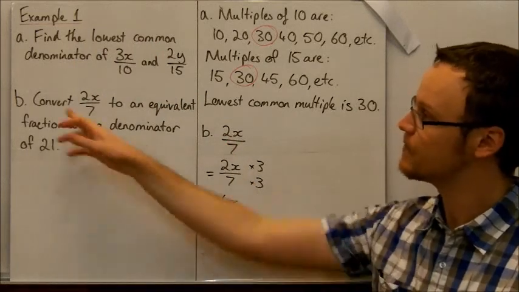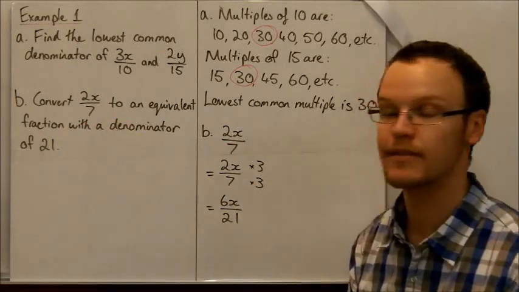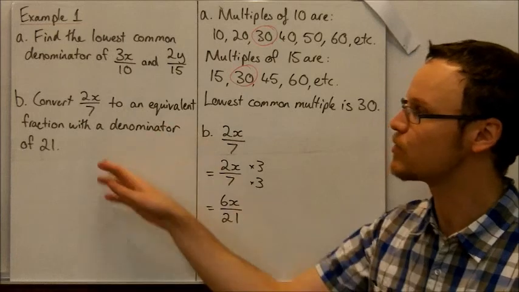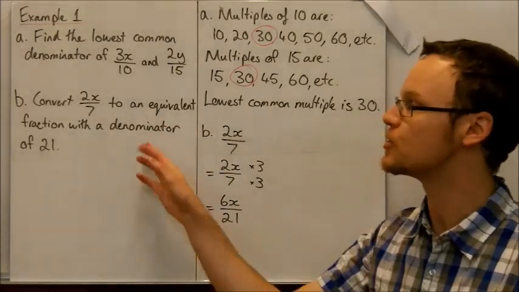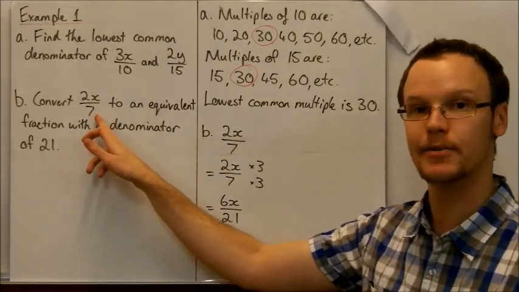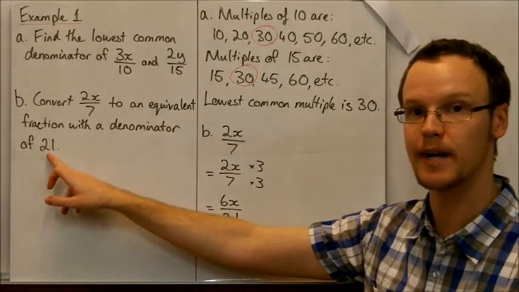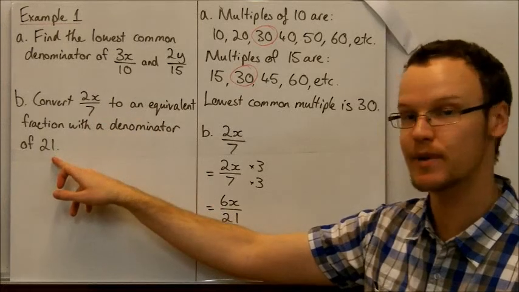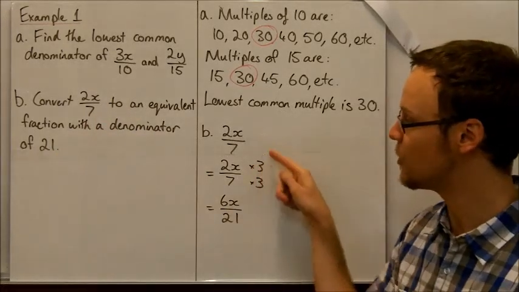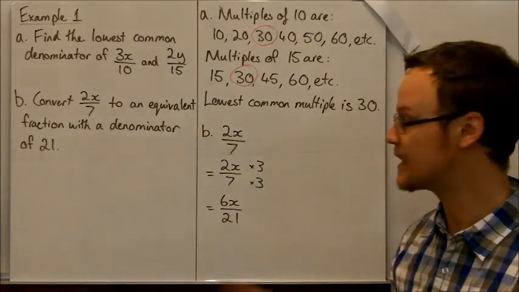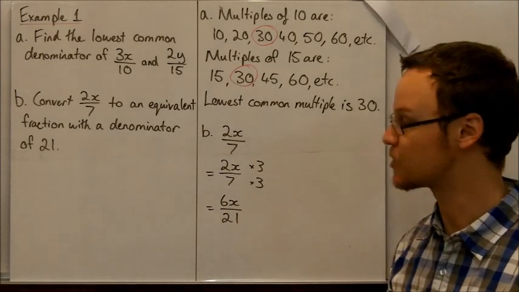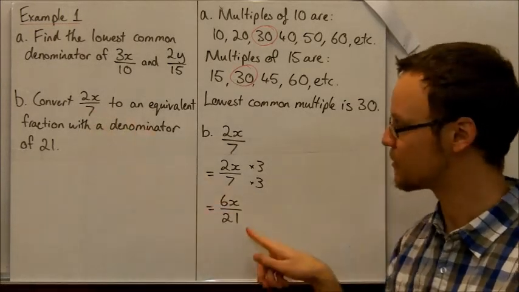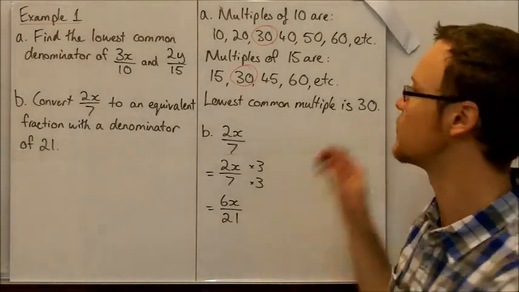For b, converting 2x over 7 to an equivalent fraction with a denominator of 21. Currently our denominator is 7, and we want to get it to 21. So we can multiply by 3 to get from 7 to 21. If we do that to the top and bottom, 2x times 3 is 6x and 7 times 3 is 21. So our equivalent fraction is 6x over 21.